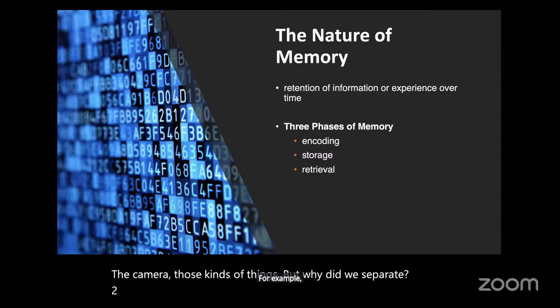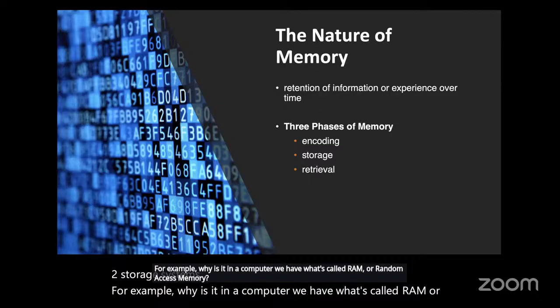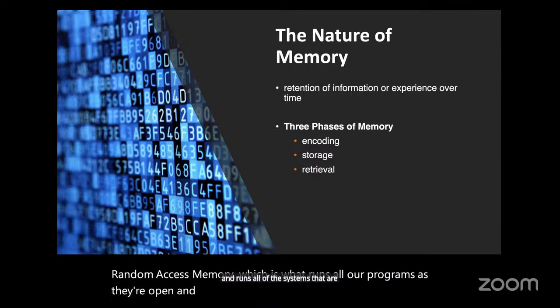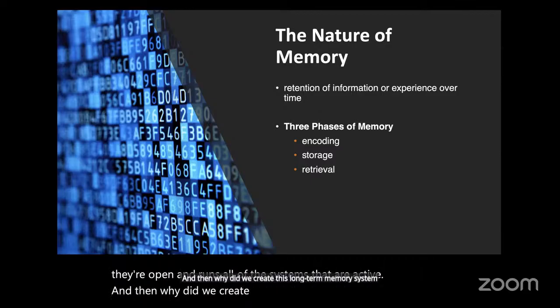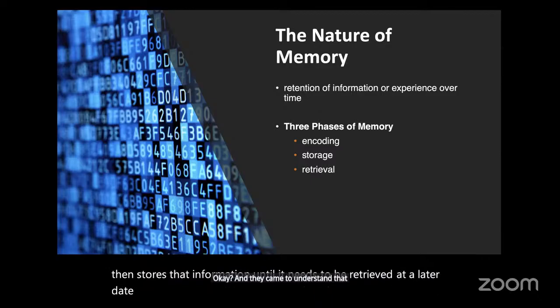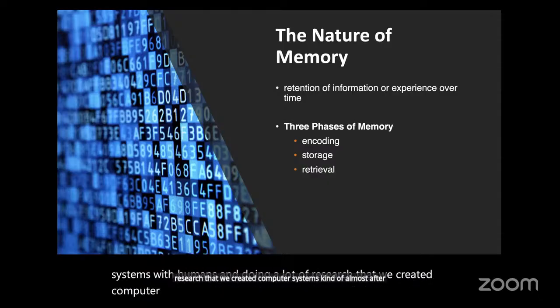For example, why is it in a computer we have what's called RAM, or random access memory, which is what runs all our programs as they're open and runs all of the systems that are active? And then why did we create this long-term memory system that then stores that information until it needs to be retrieved at a later date? And they came to understand, comparing these systems with humans and doing a lot of research, that we created computer systems almost after our own image.